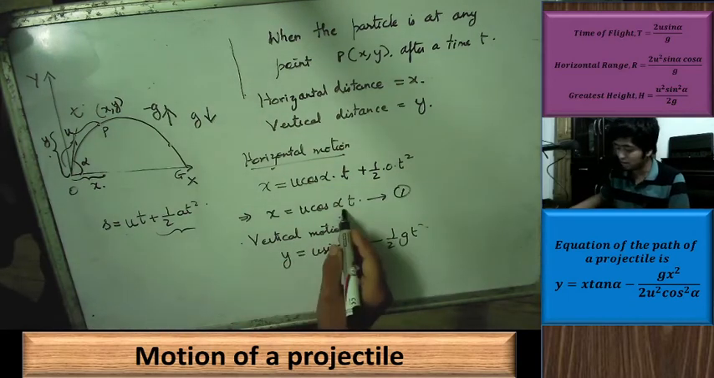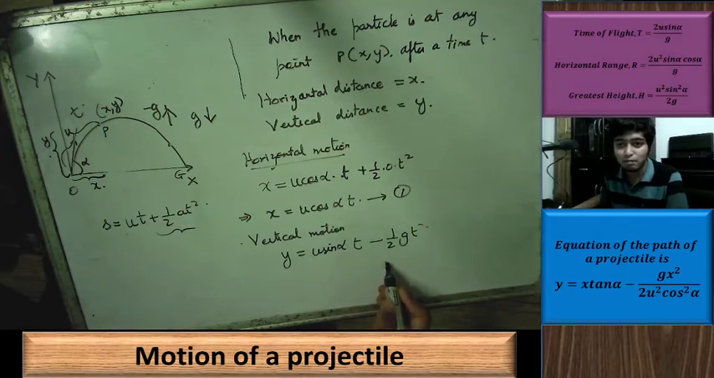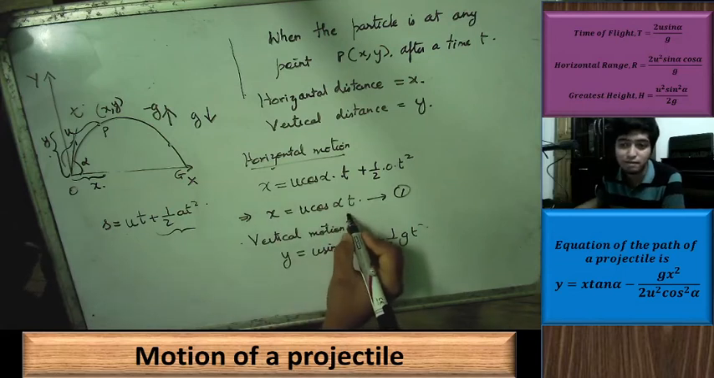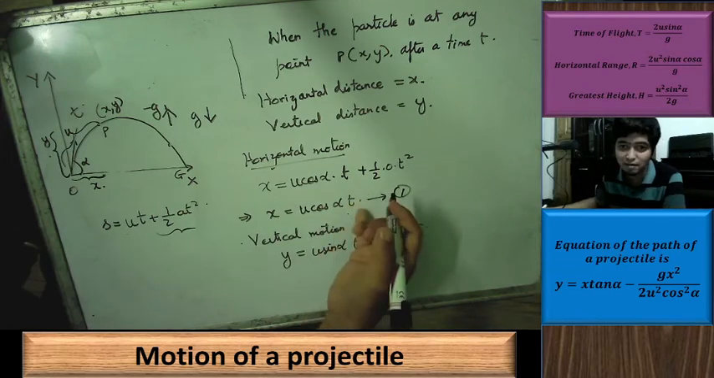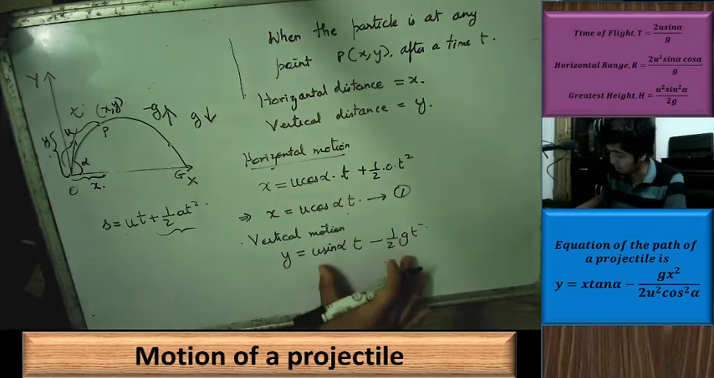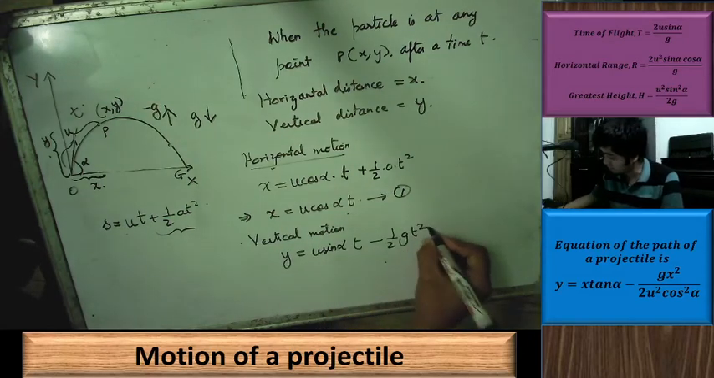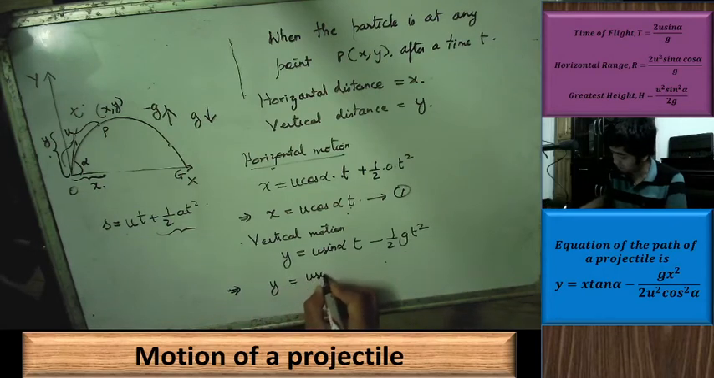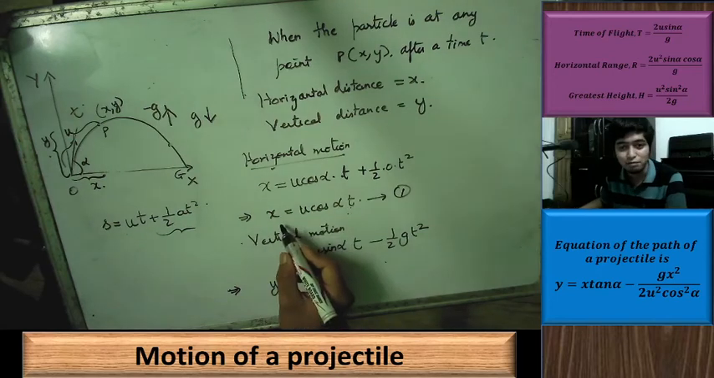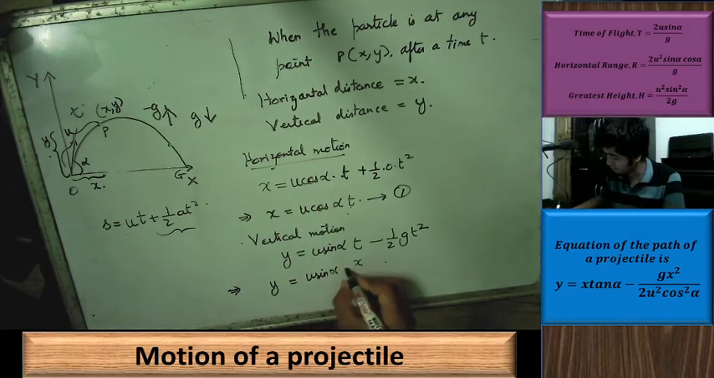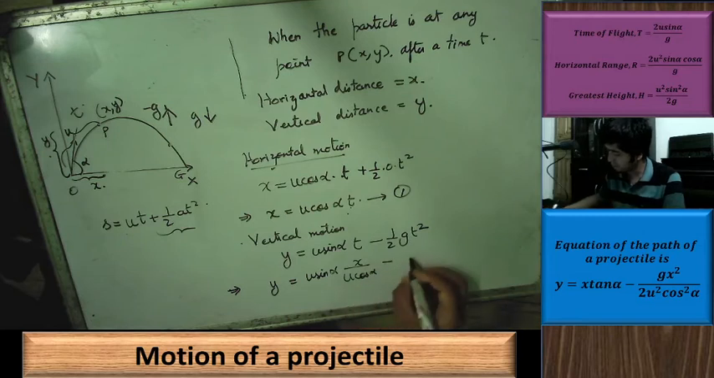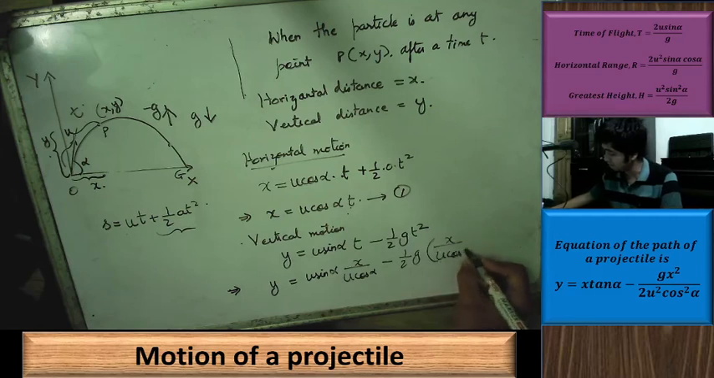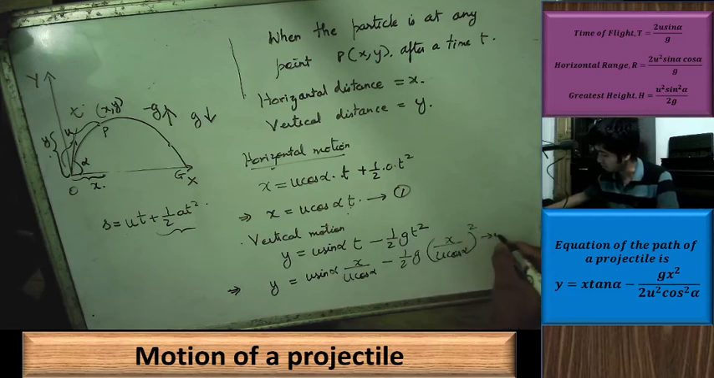So substitute equation 1 over here. Because I am deriving an equation for the path, I don't want time to be present in the equation. Time is another variable, which is something that I don't want in this equation. So that's why I will substitute time over here. From equation 1, you will be having time equal to x by u cos alpha. Half g, again time is x by u cos alpha, squared, using 1.